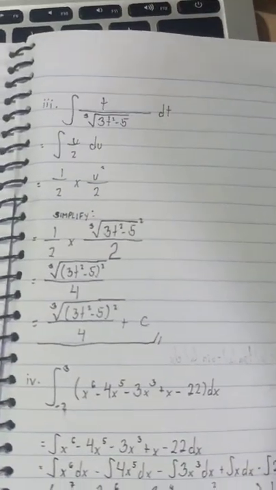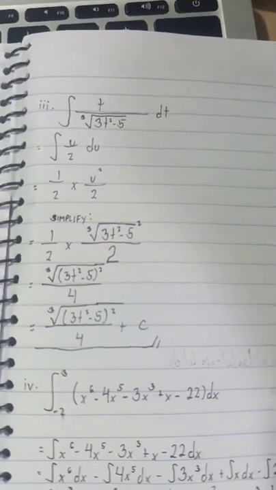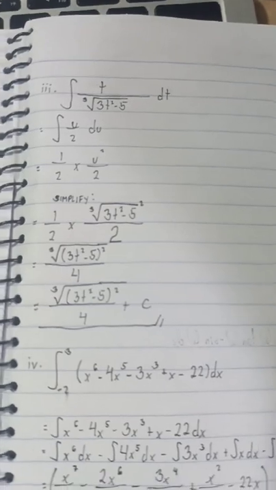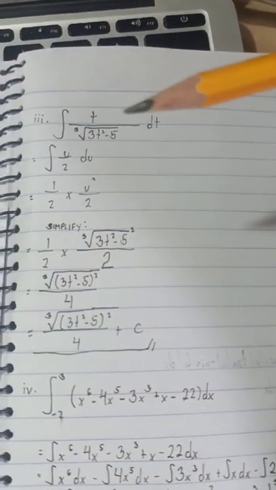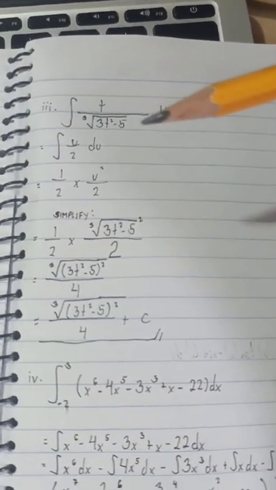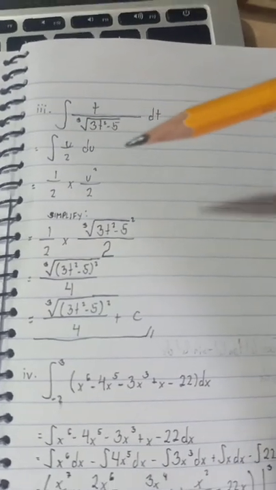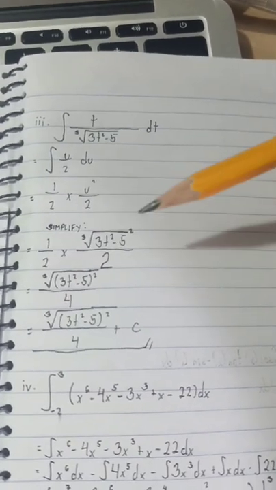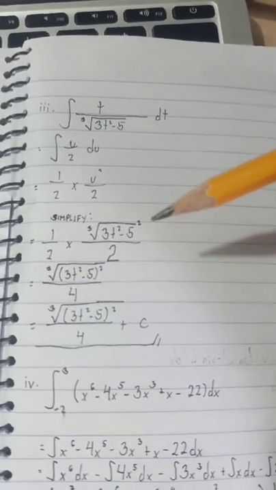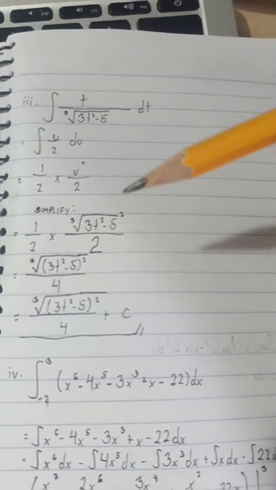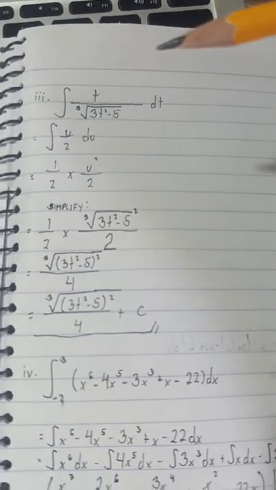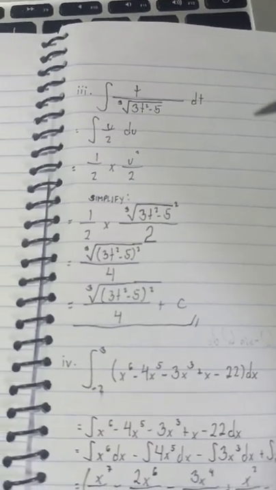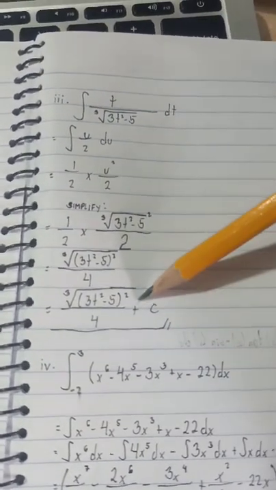And the next is that I've calculated the integral. I've used the integral of x dx equals x squared over 2 to evaluate the integral. And then the next is that I now substitute the u into this one, cube root of 3t squared minus 5 over 2. And then the next is that I can now simplify the expression, and this is the final answer.